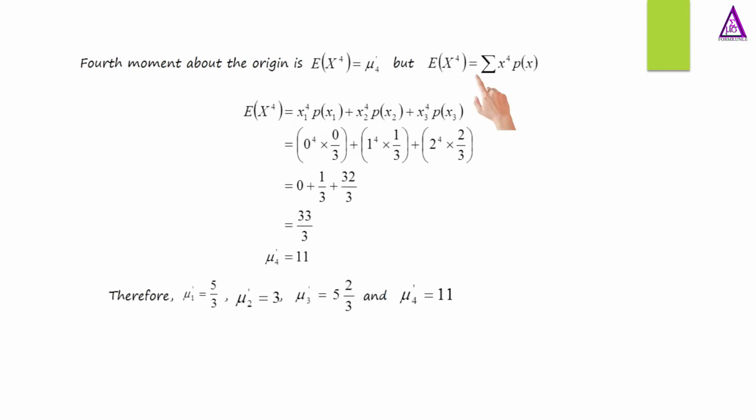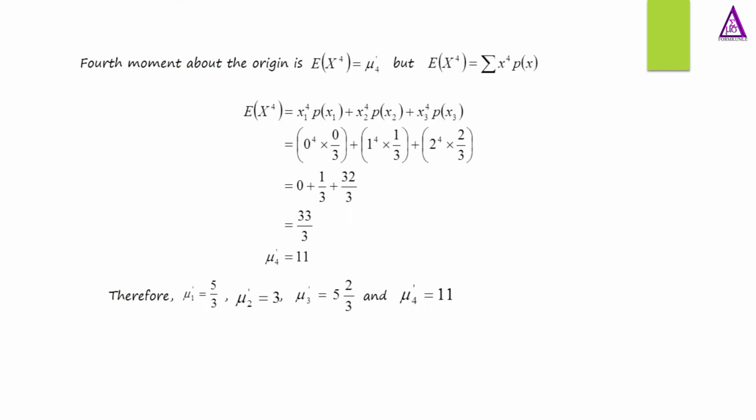The fourth moment about the origin is the expected value of x raised to power 4, and it gives us x1 raised to power 4 p(x1) plus x2 raised to power 4 p(x2) plus x3 raised to power 4 p(x3). Now we have 0 raised to power 4 times 0 divided by 3, plus 1 raised to power 4 times 1 divided by 3 plus 2 raised to power 4 times 2 divided by 3, which is equal to 0 plus 1 divided by 3 plus 32 divided by 3. That gives us 33 divided by 3. The fourth moment about the origin is equal to 11.